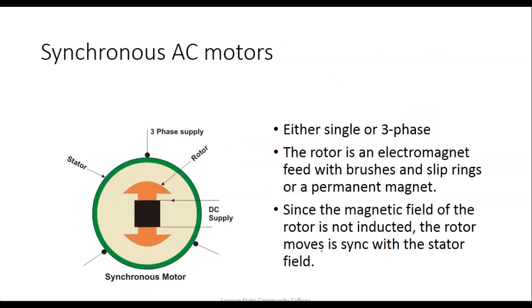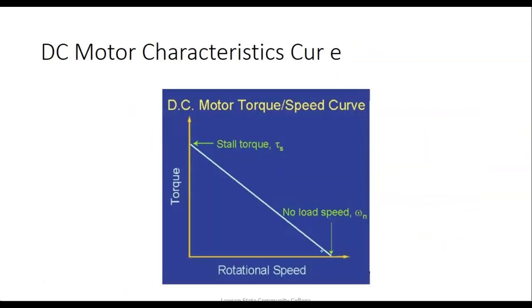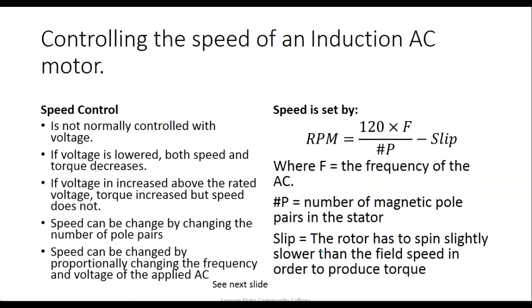So we looked at three-phase, and then we talked about the DC motors. This is the way we calculate the speed of a DC motor. A speed control is not normally controlled with voltage. If voltage is lowered, both speed and torque decrease. If voltage is increased above the rated voltage, torque increases, but speed does not.